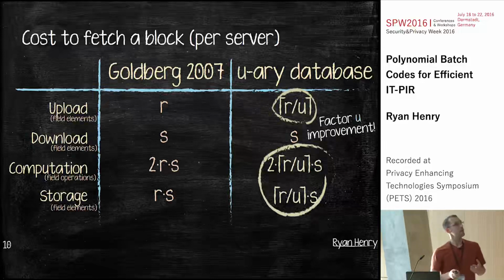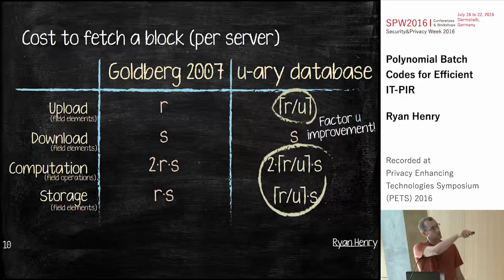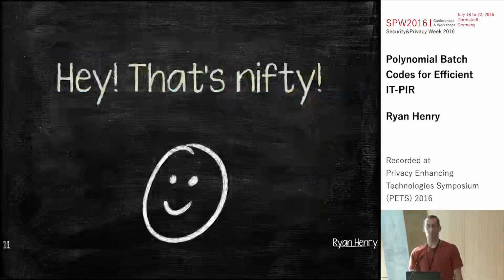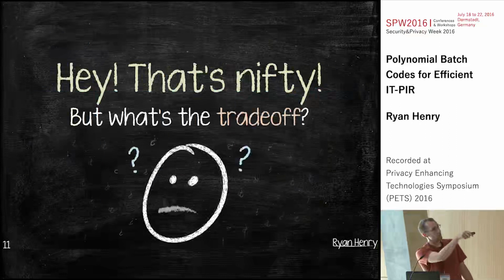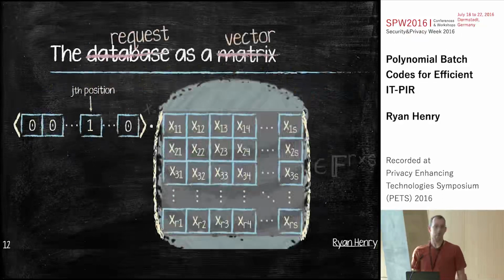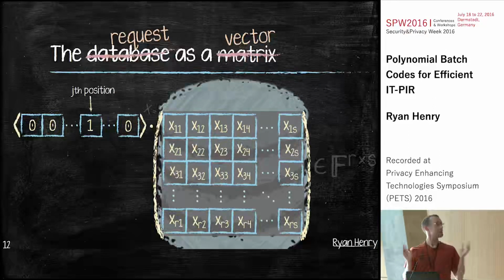And when we look at the costs of this protocol, we find that compared to the original protocol I started with, we get some nice performance improvements. Basically, the upload, computation, and storage costs are each decreased by a factor u, for whatever you set that u parameter to. Okay, so that's pretty nifty. What's the trade-off? I've only got 15 minutes, so I'll get back to that later.